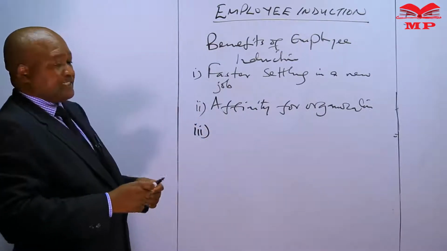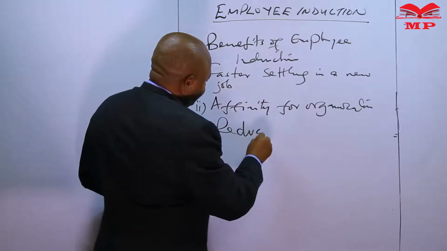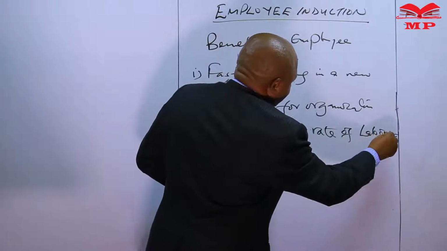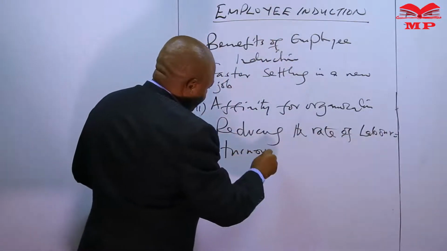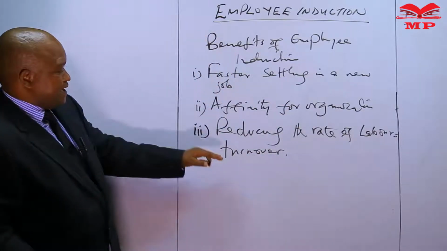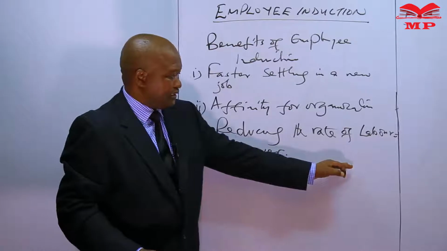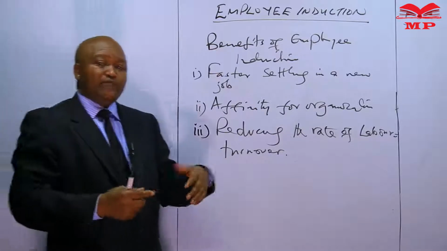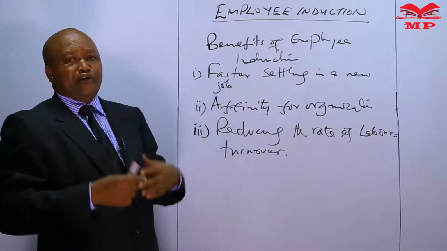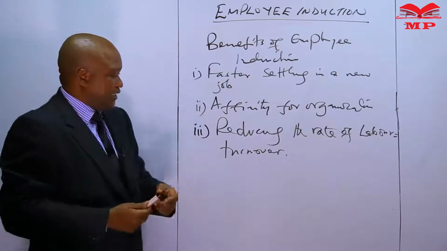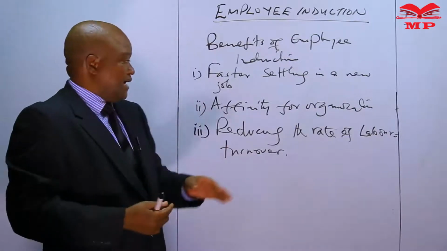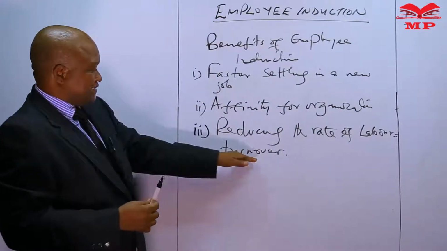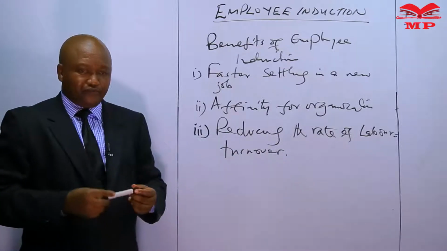Proper employee induction also helps in reducing the rate of labor turnover. What this implies is that an employee who has been taken through an orientation process is likely to accept the working environment and the working conditions because the employee has been exposed to those particular conditions. So when challenges come, this particular employee is able to take those challenges in their stride, and this helps in reducing labor turnover with specific emphasis on new entrants to particular positions and to particular jobs.